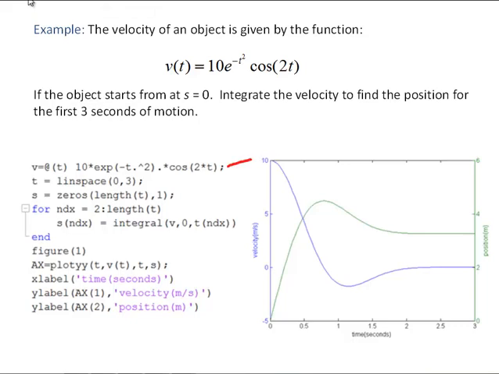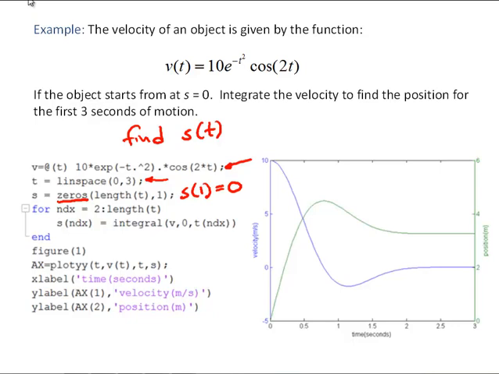So we'll define that velocity with an anonymous function and set up a vector of t values. Now to find s of t, so we're trying to find a function s of t, what we need to do is a for loop. The first value, s1, is going to be 0 since it starts from s equals 0, and we've set that by how we pre-allocated our vector s with the zeros command. And then we're going to go from 2 to length of t, continually calculating this integral.